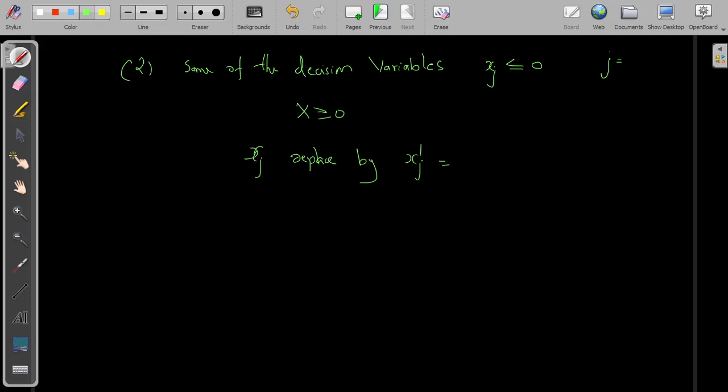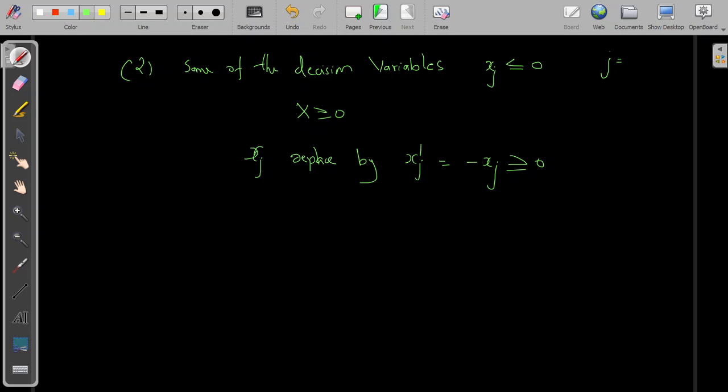Okay, that's equal to minus xj. So that means you are multiplying LHS and RHS with minus. So what will happen is minus xj will be greater than or equal to 0. That means the inequality sign will be reversed. Okay, and that is one of our cases.